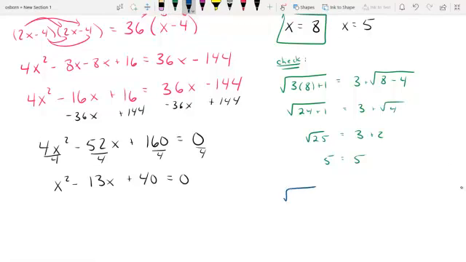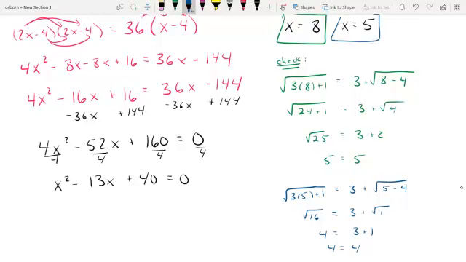The square root of 3 times 5 plus 1 is equal to 3 plus the square root of 5 minus 4. Right, so that means I've got the square root of 16 is equal to 3 plus the square root of 1. So I've got 4 is equal to 3 plus 1. So 4 equals 4, and both of these in fact hold true. So for this particular problem, I had two solutions, x equals 8 and x equals 5.